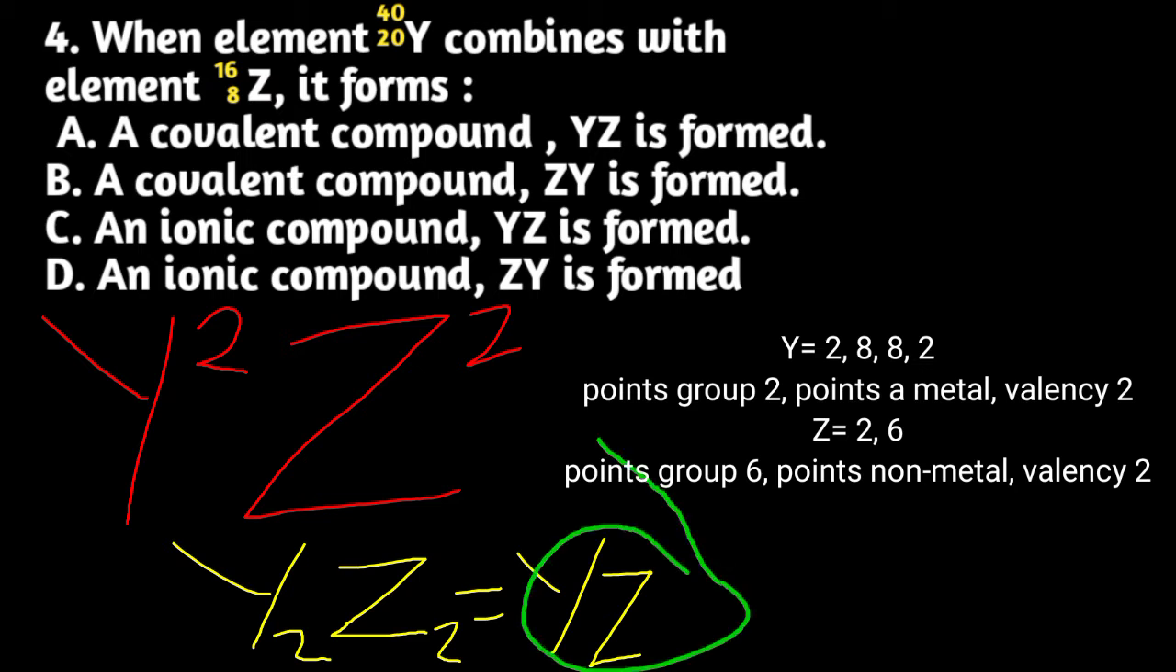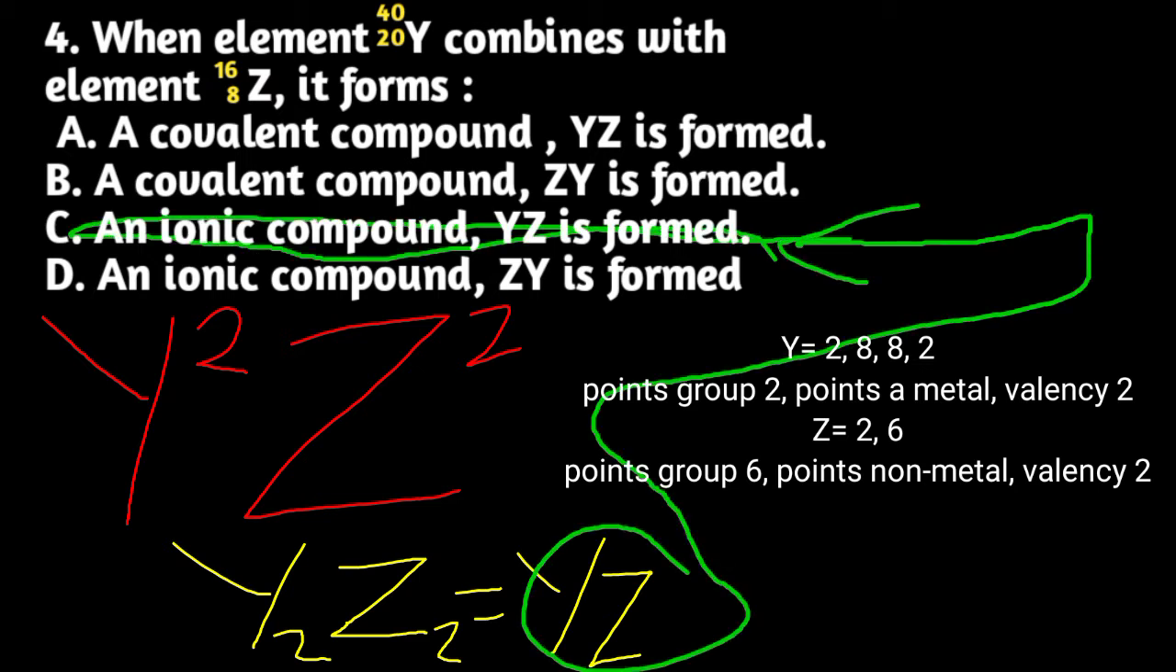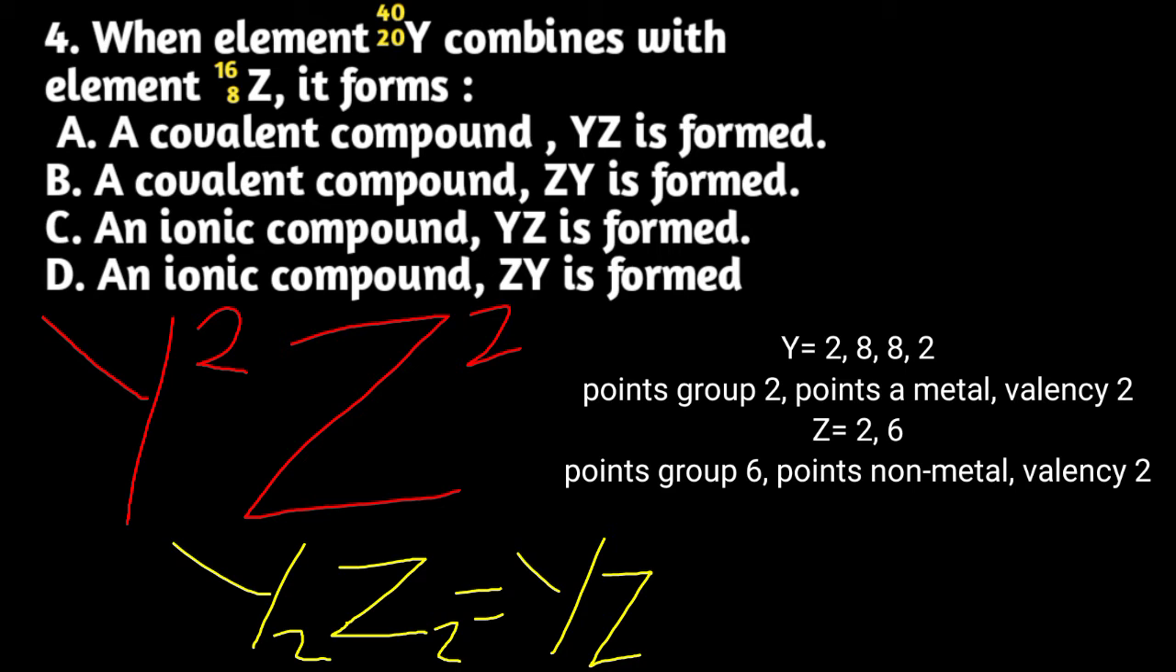We are going to have an ionic compound, YZ, where Y serves as the metal and Z stands as the non-metal. Not the other way around. You don't write it as ZY, because Y is a metal. We write the metal first before the non-metal. I need you to understand that the correct option is C.